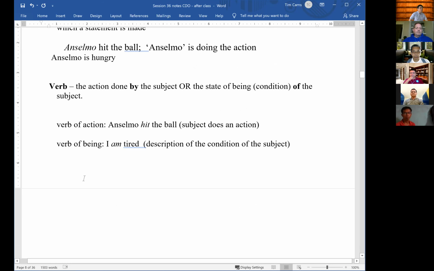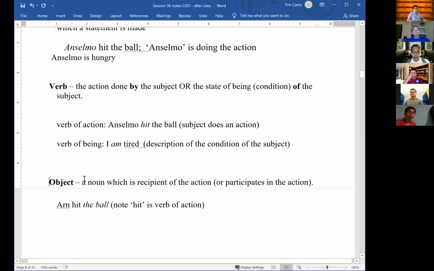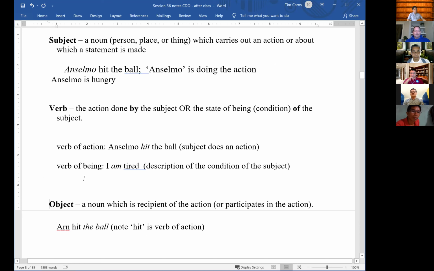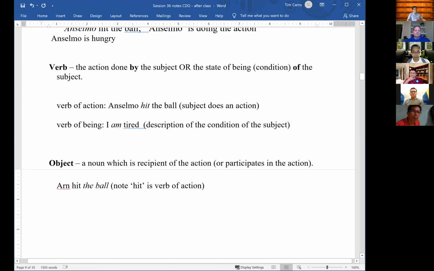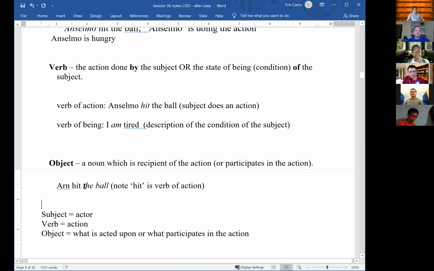Now, let's keep building on this. We have the subject, we have the verb. Now here, as Pastor Bobby mentioned, often we can have an object in a sentence. So think of the subject as the actor. The subject is the actor. The verb is the action. And the object is what is acted upon or what participates in the action. Okay? So Arn hit the ball.